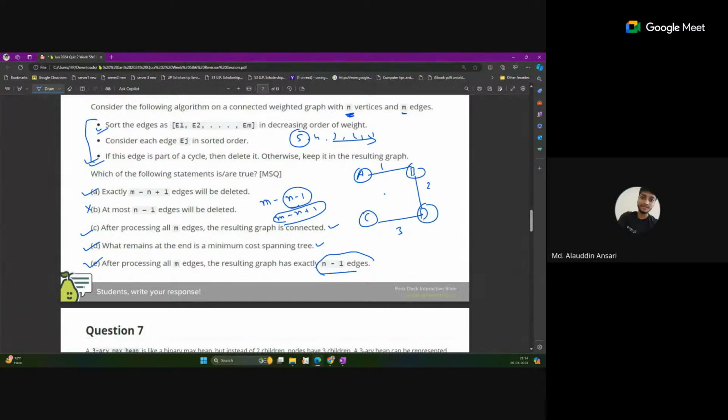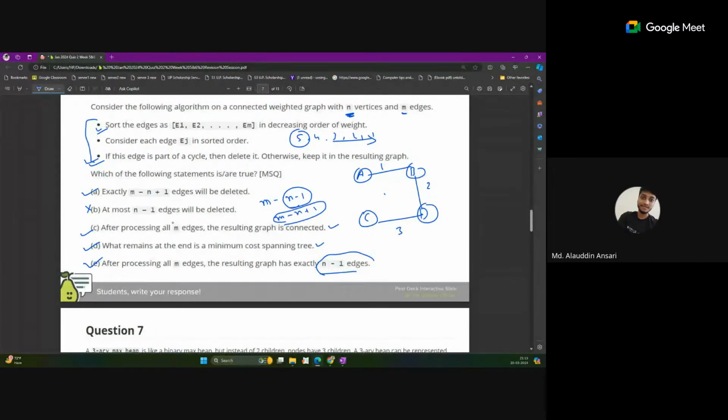They are saying at most, maximum. So this is the condition of maximum things. Okay, at most n minus 1 edges will be deleted. So what is the maximum number of edges possible in this? 1, 2, 3, 4, 5, 6. 6 edges were there, no? So see, this is n minus 1. 3 are remaining, 3 will be deleted.